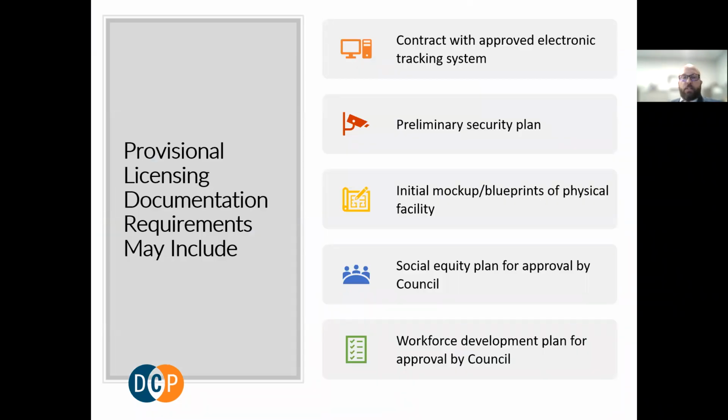In the provisional licensing, there's certain documentation that will be required, and some of it is not necessarily going to be fully complete at this time because it is an early license process. But registrants that have moved into the provisional window will work on a contract with the approved electronic tracking system, maybe have a preliminary security plan, initial mock-ups or blueprints of the physical facility, the social equity plan for approval by the council, and a workforce development plan for approval by the council.